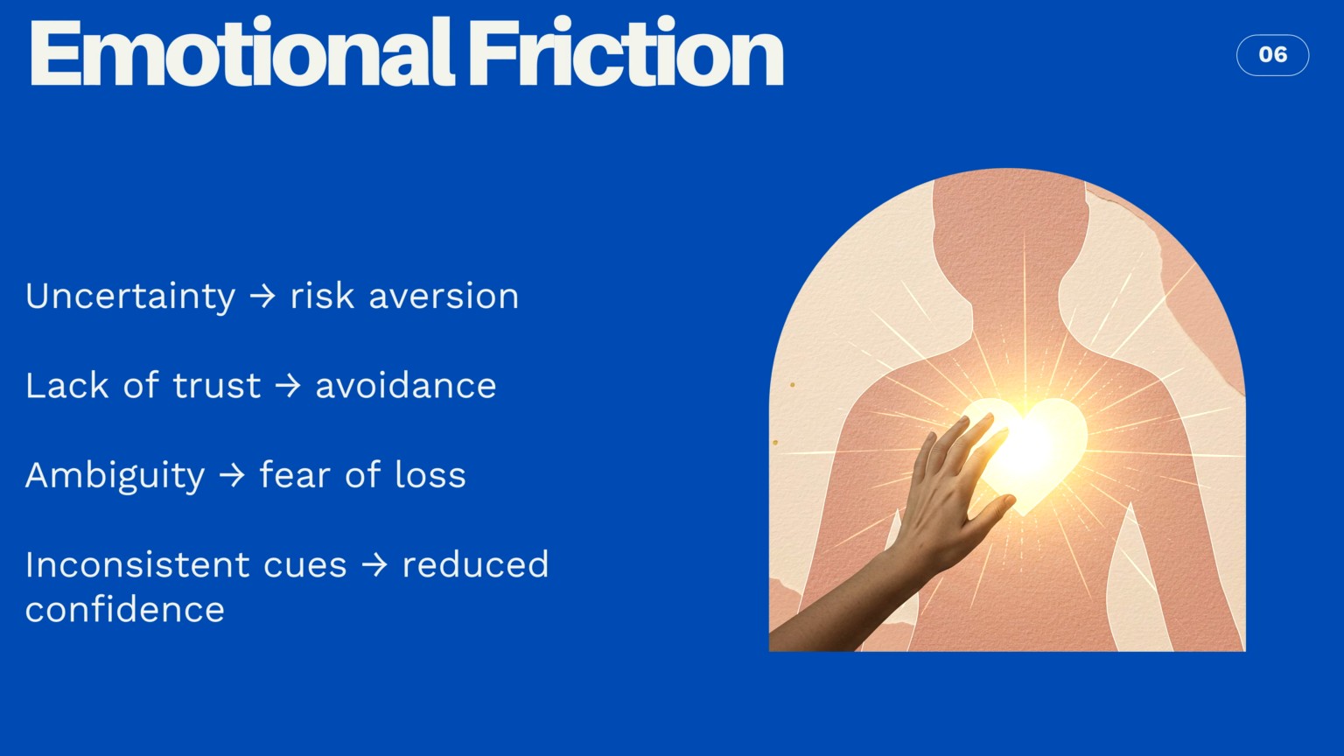Ambiguity creates fear of loss. This is supported by ambiguity aversion, which shows that people prefer known risks over unknown ones. Inconsistent cues reduce confidence. This aligns with cognitive dissonance theory. When elements of an experience don't align, people feel discomfort and withdraw. Reducing emotional friction means increasing clarity, building trust, and reinforcing confidence. It means designing experiences that feel safe, predictable, and aligned with customer expectations.